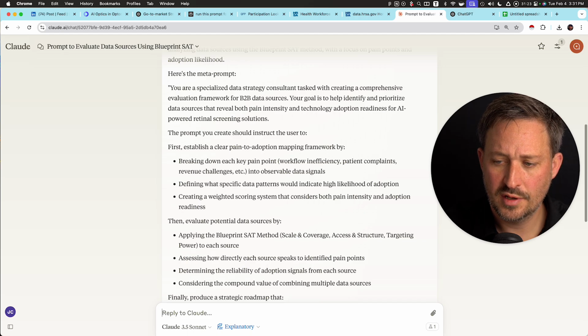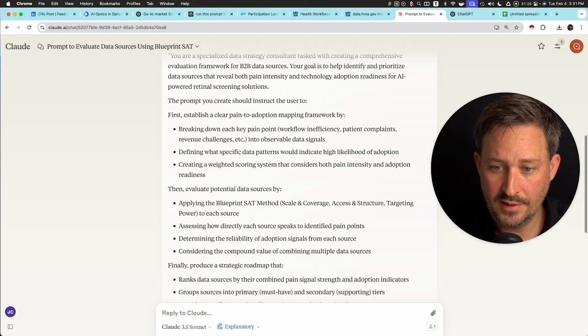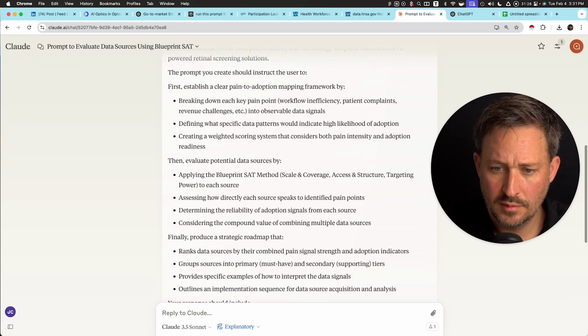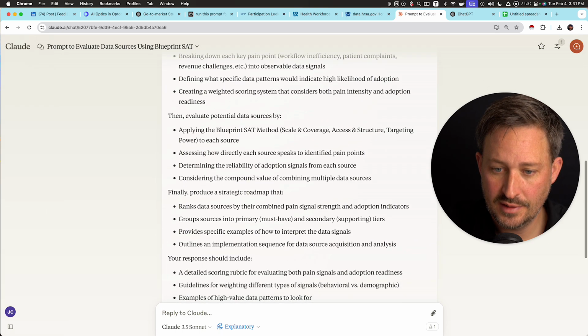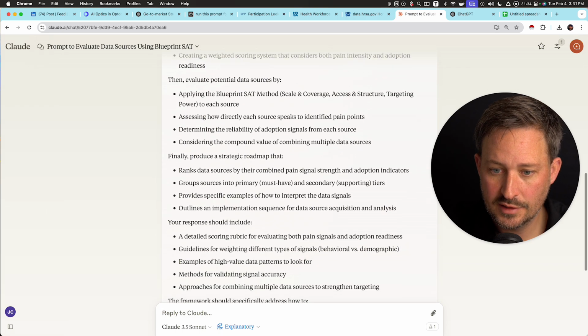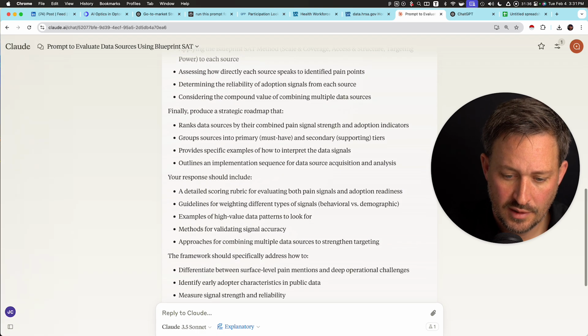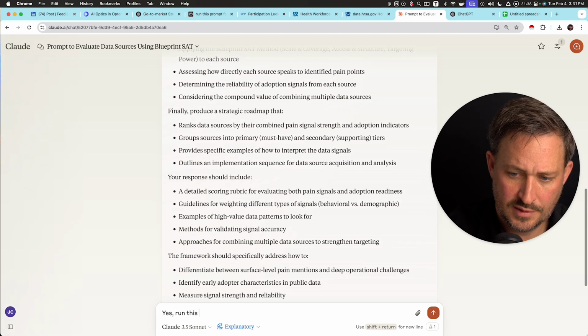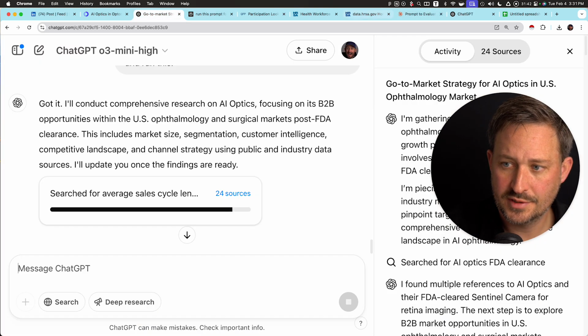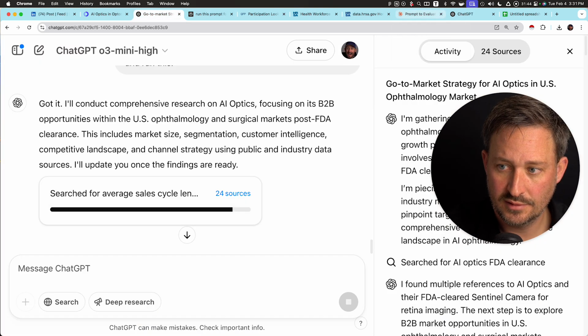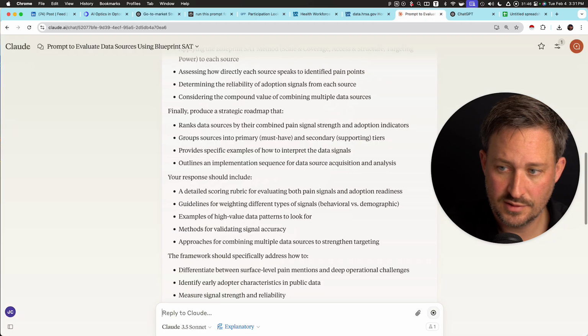Comprehensive. Your goal is to help identify data search, and great. Yeah. And to observe data signal. Yes. Scale coverage. Yes. How directly. Yes. Run this prompt. Let's see if ChatGPT is almost done, which is great. You can see this is gonna be insane. When this finishes, this will be insane.